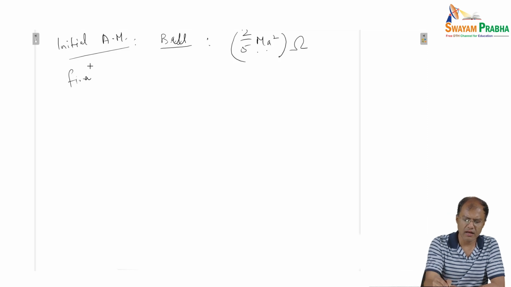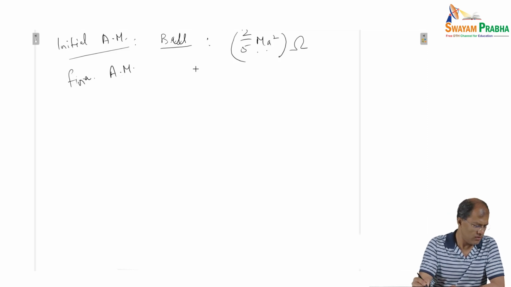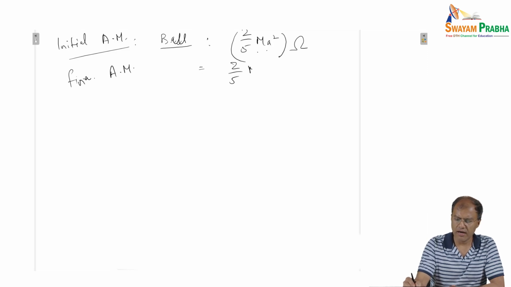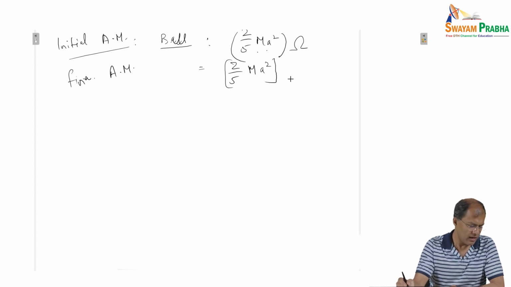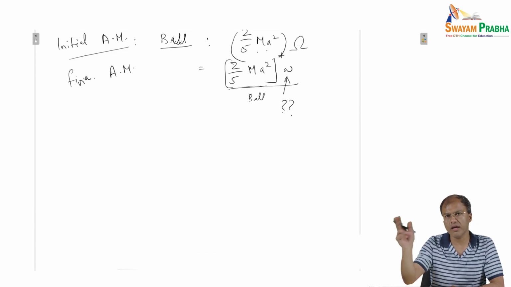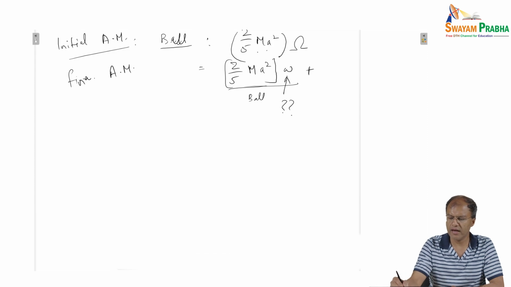And then the final angular momentum is going to be 2 by 5 m a square. That is the moment of inertia of the ball. And let us call the final angular velocity omega. So this is the unknown of the system. So this is the ball contribution. And now the beetle has moved to the equator. That is the problem. So the final angular momentum of the beetle now is going to be m times a times the velocity, which is omega times a. So this is the beetle contribution.